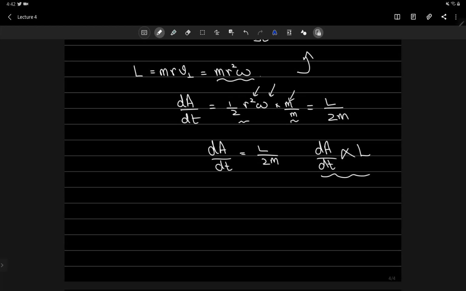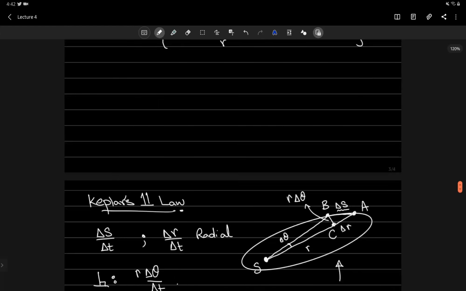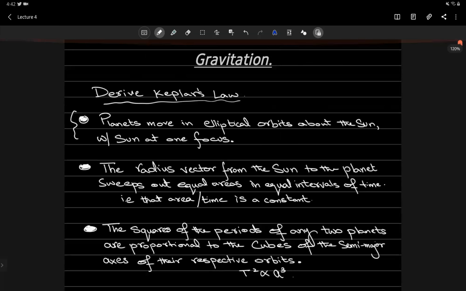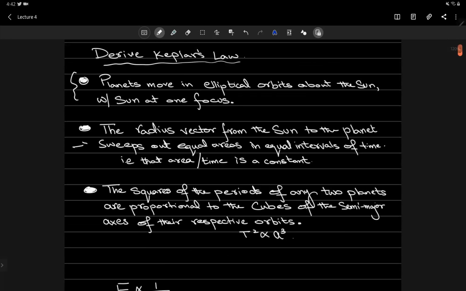And that's what Kepler's second law was telling you, right? If you go back up here, if you read this second law, I'm not going to read it again, you can just refer to it here. So we have proven Kepler's second law as well.